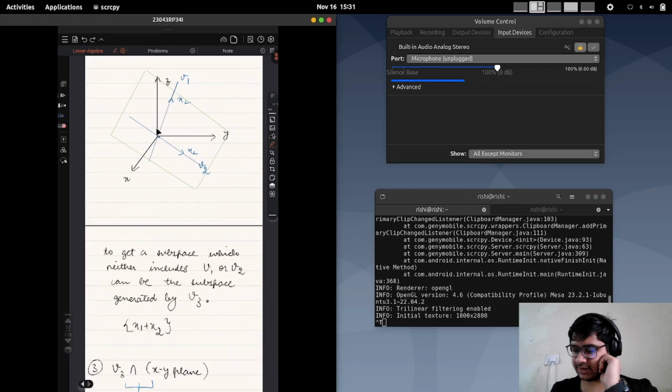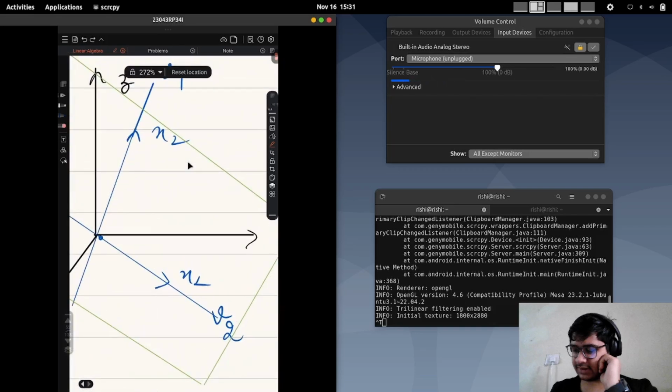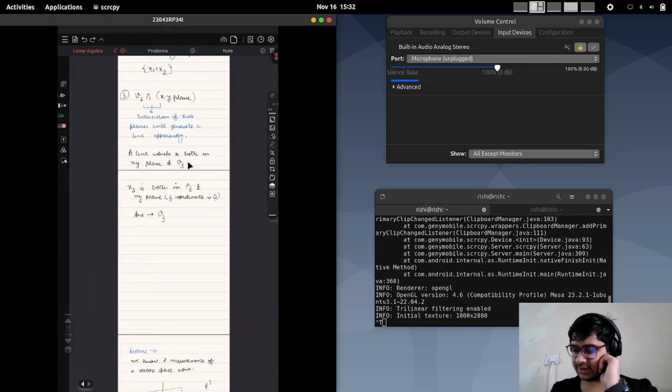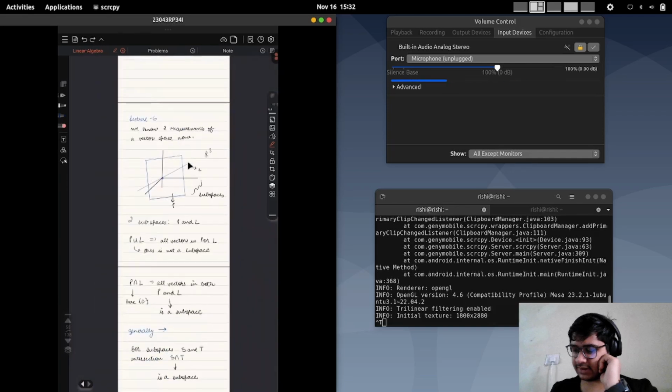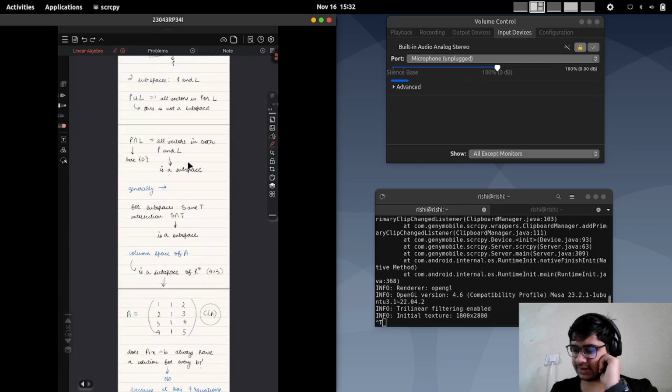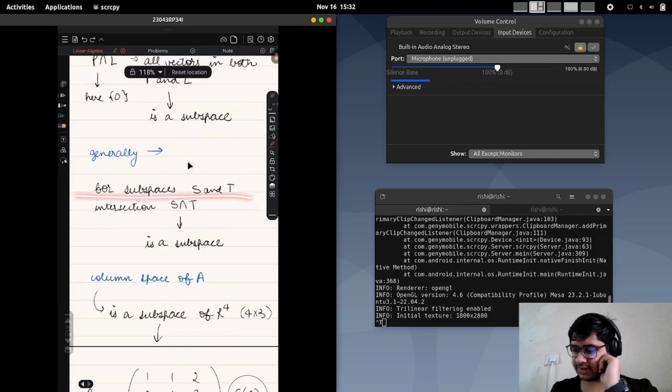This vector and this vector: the summation of them will not lie on either this or this. It will lie somewhere here, not in either subspace, if we are talking about the union. But the intersection is the zero vector here, so it will always lie in the subspace. This is the point to be noted: the intersection of two subspaces will always provide a subspace, but not the other way for the union. Generally, for subspaces S and T, the intersection is a subspace. Yes, we just talked about this.